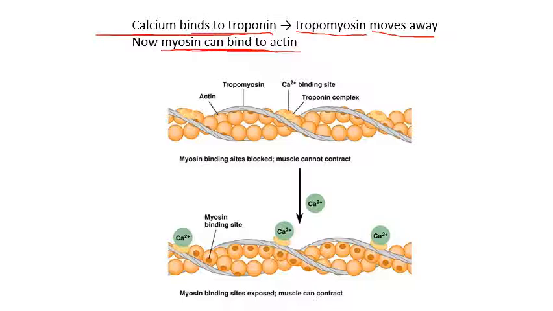Okay, so again, here this is just showing the troponin. Troponin is where calcium attaches. And once calcium attaches to troponin, tropomyosin moves away. And now those binding sites on actin are open. So you can see those little spots are open now. And myosin, which they're not showing on this picture, they're not showing the thick filaments, but now myosin can attach.